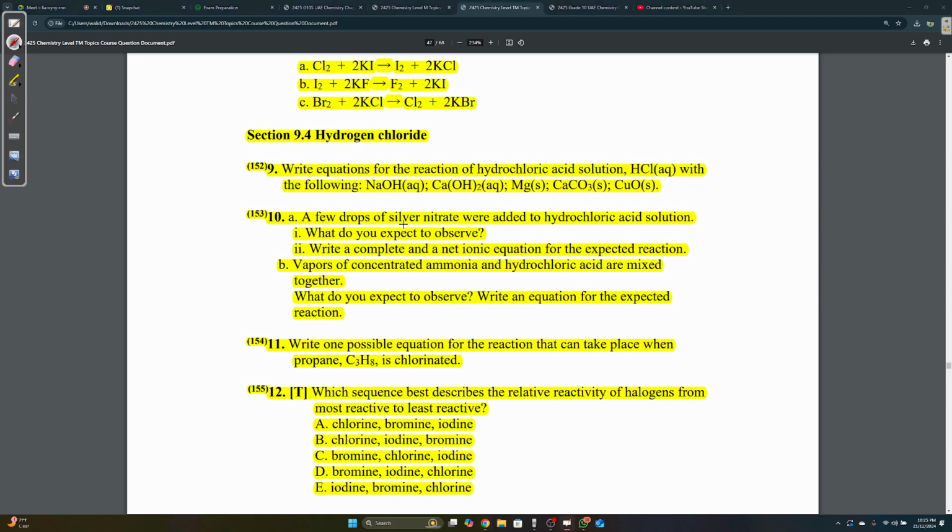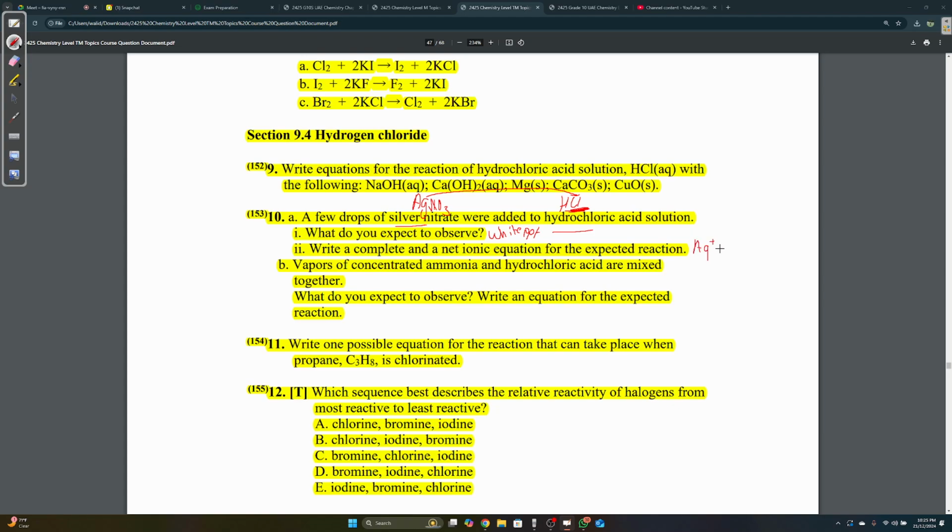If you're adding silver nitrate, AgNO3, to HCl, what are you going to observe? White precipitate, right? Because the Ag with the Cl. Write a complete and the net ionic equation for the expected reaction. Okay, the net ionic will be very easy.